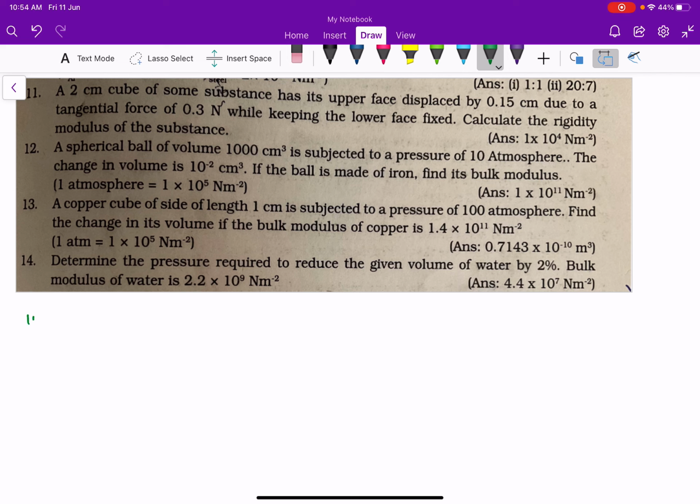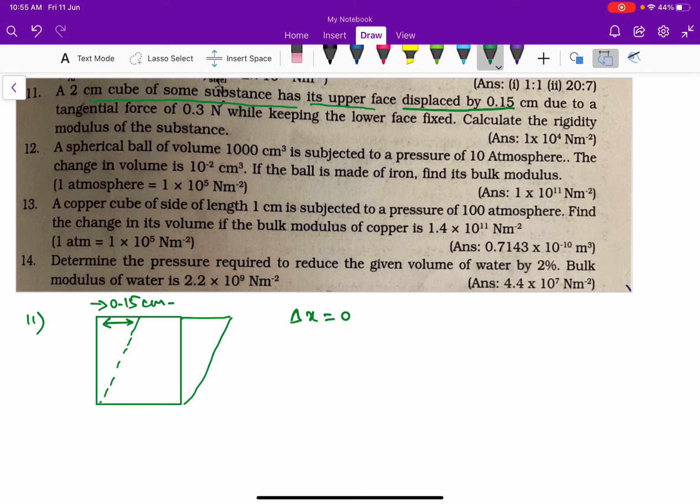The 11th problem is talking about a 2 centimeter cube of some substance that has its upper face displaced by 0.15 centimeters. See here. Let us consider this as a cube. The upper face is displaced by how much? 0.15 centimeters.